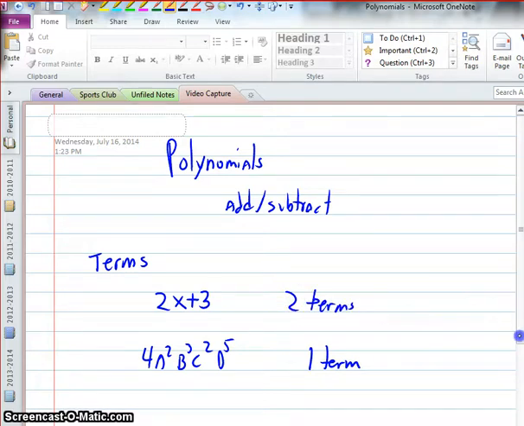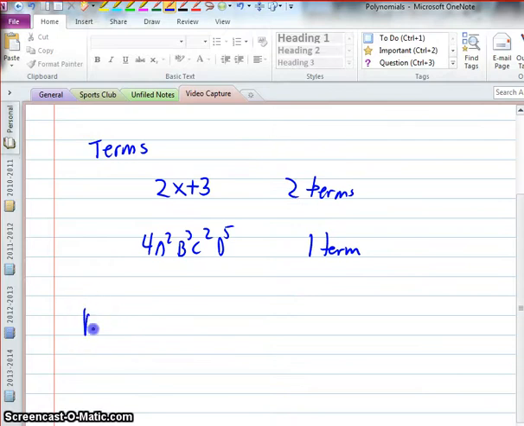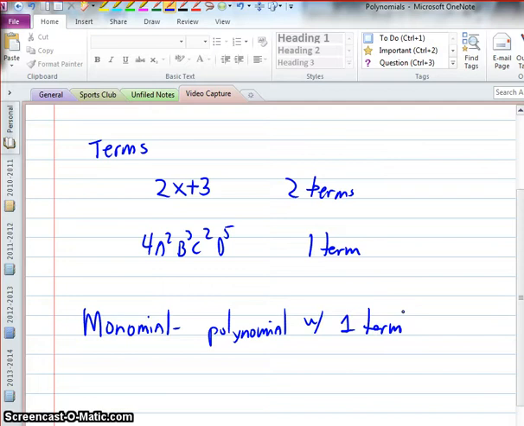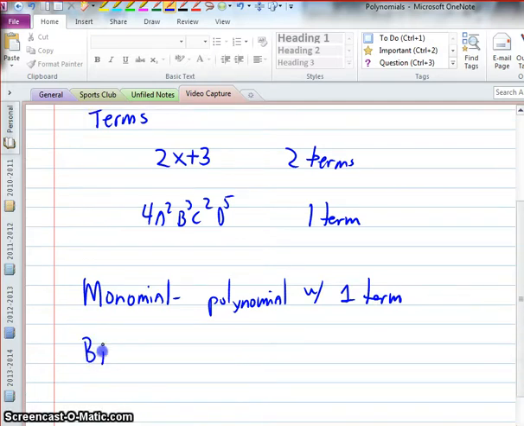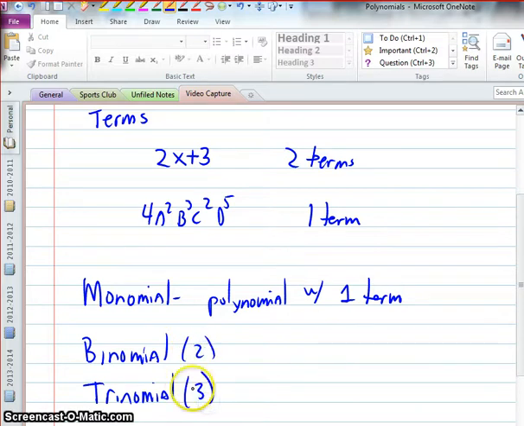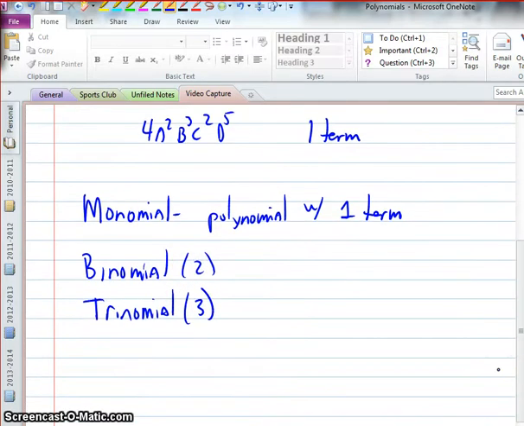And then if you have a monomial, that is simply a polynomial with one term. And then, as you might have guessed, that means a binomial is two terms. A trinomial, like a tricycle, is three terms. So the big cloud that hangs over everything, the umbrella, is that these are all polynomials we're talking about, but more specific to the word than polynomial can be monomial, binomial, or trinomial.